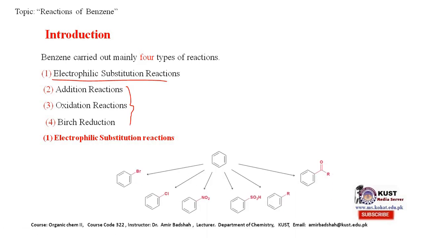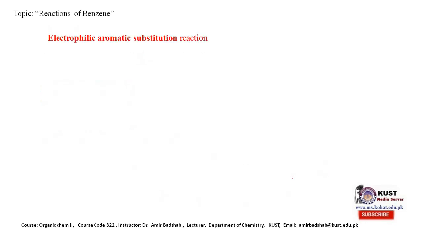So in electrophilic aromatic substitution reaction, as we have mentioned in the outline, we will discuss halogenation, which includes bromination, chlorination, iodination, fluorination, and along with that we will discuss nitration, sulfonation, Friedel-Crafts alkylation, and Friedel-Crafts acylation. But before discussing in detail, we should know the general mechanism of electrophilic aromatic substitution reaction.